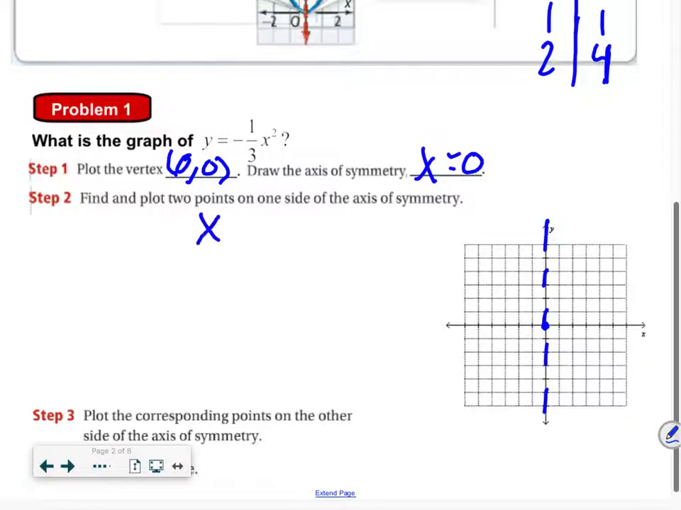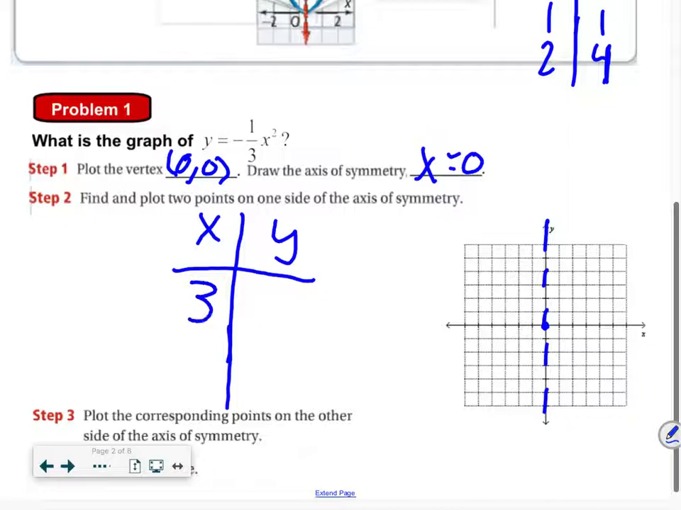Alright, the next thing I'm going to do is draw a table. Sometimes I get confused, so I like tables. It says, step 2, find and plot 2 points on one side of the axis of symmetry. The nice thing about the axis of symmetry is if I just focus on the right side of it, once I get it done, I can just copy it on the left side. So I like to pick numbers that are small, but that are also nice.